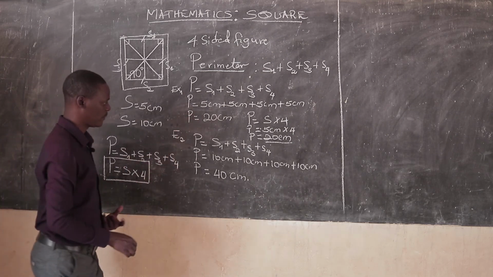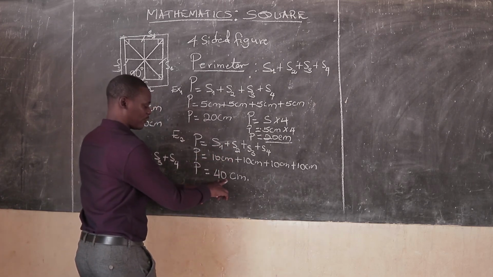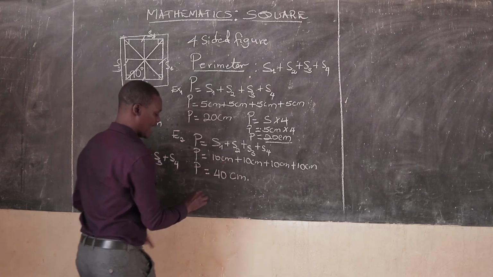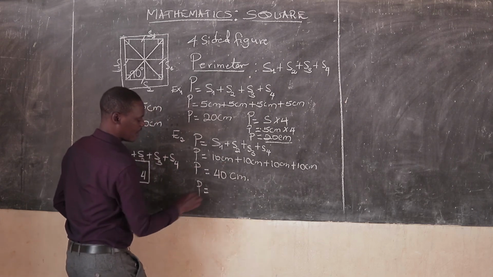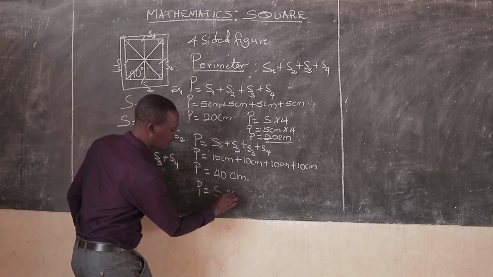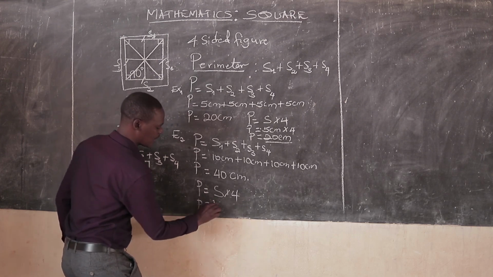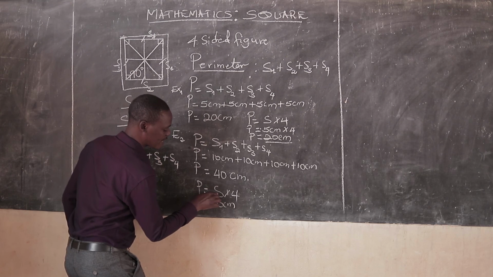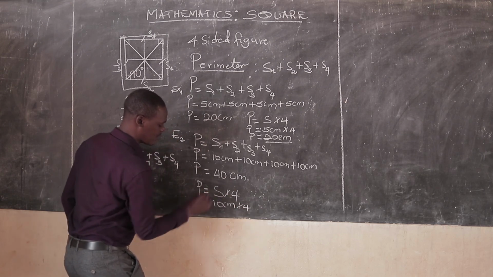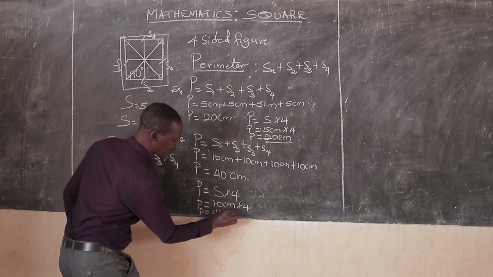Using example number 2, our perimeter was 40 centimeters, taking the side as 10 centimeters. Now, the perimeter, using formula number 2, is side times 4, and our perimeter simply becomes 10 centimeters of our side times 4 number of sides. Now the perimeter becomes 40 centimeters.